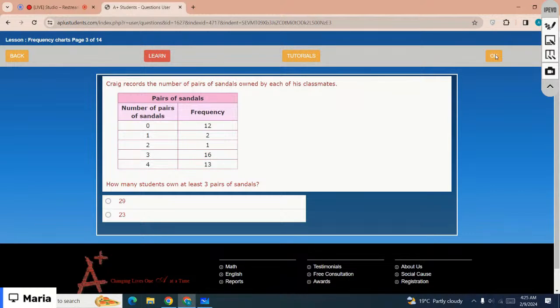Craig records the number of pairs of sandals owned by each of his classmates. How many students own at least 3 pairs of sandals? At least means the minimum value would be 3, and any greater value counts too. So you just have to count the frequency for 3 and 4. So the correct option is 29.